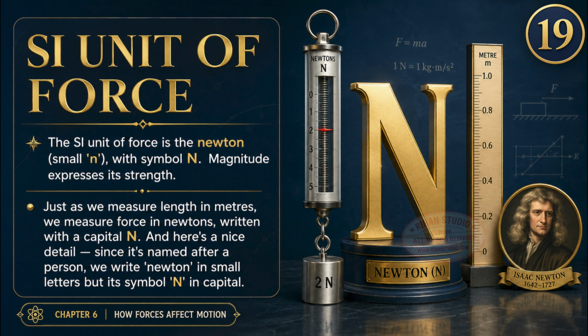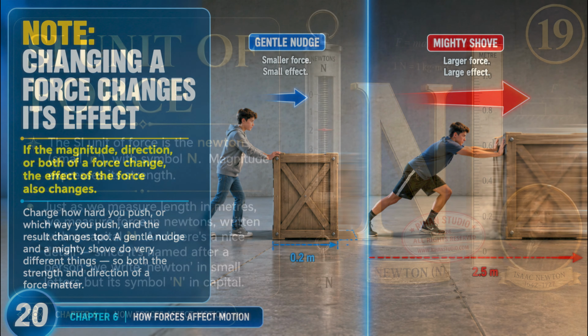SI unit of force. Just as we measure length in meters, we measure force in newtons, written with a capital N. And here's a nice detail. Since it's named after a person, we write newton in small letters, but its symbol N in capital.